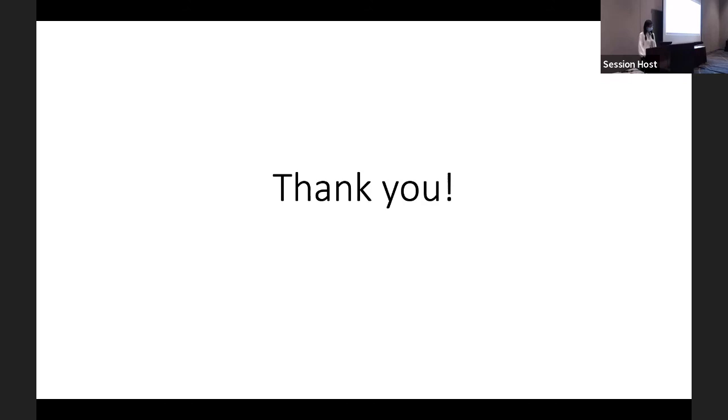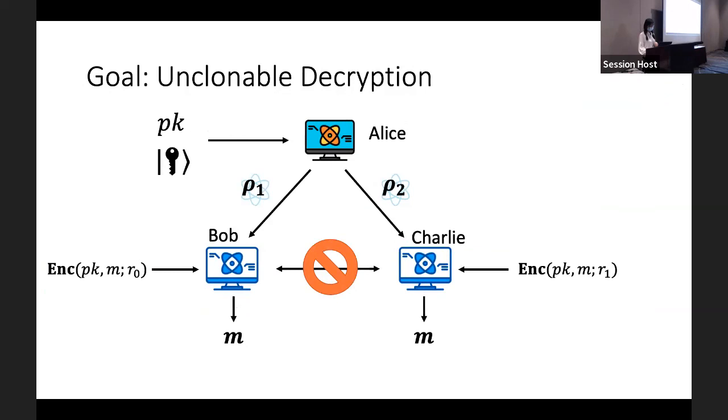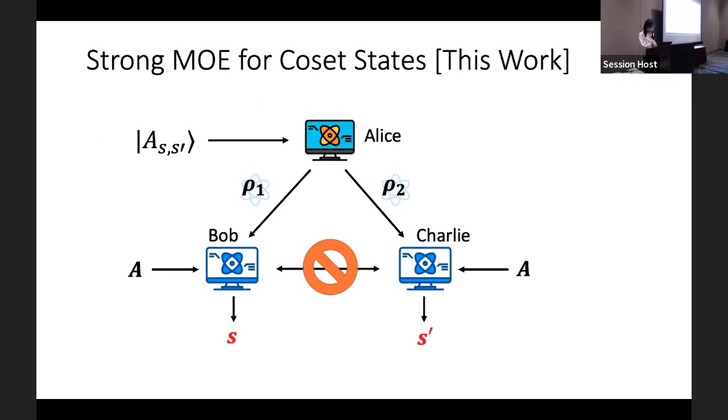I also had one question. Can you maybe go back to the slide where you showed the monogamy of entanglement game? Okay. Let me see. A little bit before. Oh, okay. Yeah, this one. So in the regular monogamy of entanglement game without cosets, you don't have this state that goes in. It holds basically for any state.